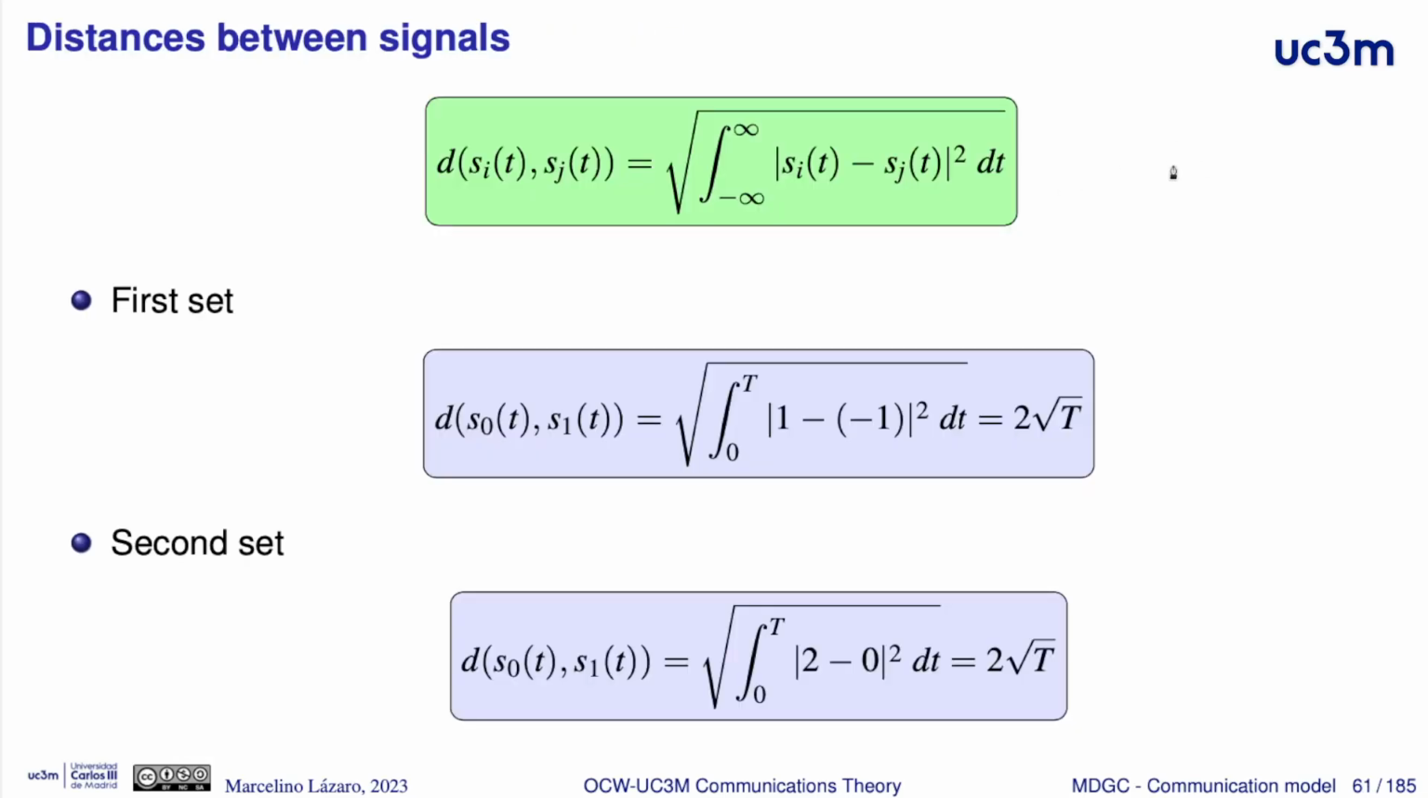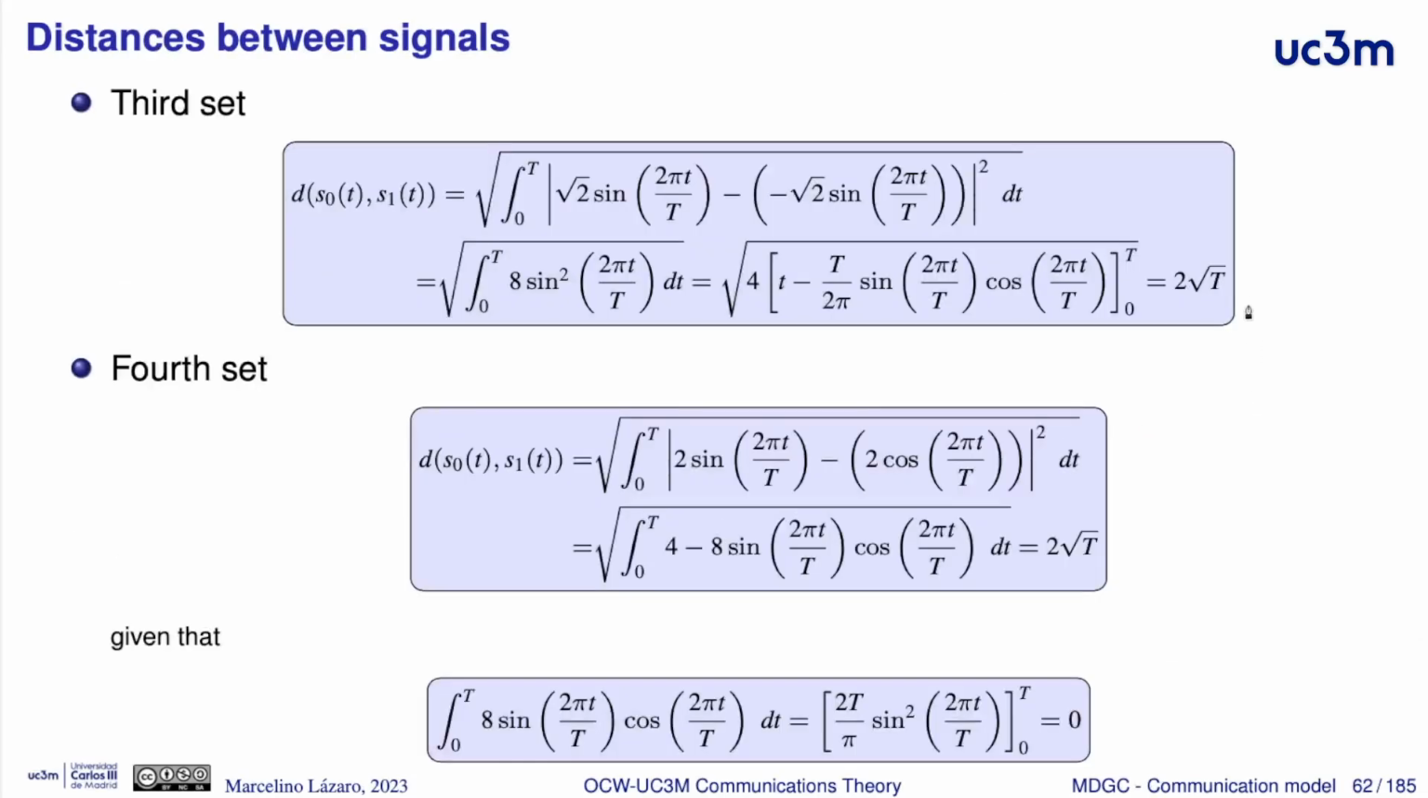To quantify the difference between signals, for instance, it's possible to define a distance measure that is proportional to the energy of the difference between the two candidate signals, between Si and Sj, in this case between S0 and S1. It is straightforward for these very simple sets to compute that the four sets have the same distances. The integrals here are very, very simple.